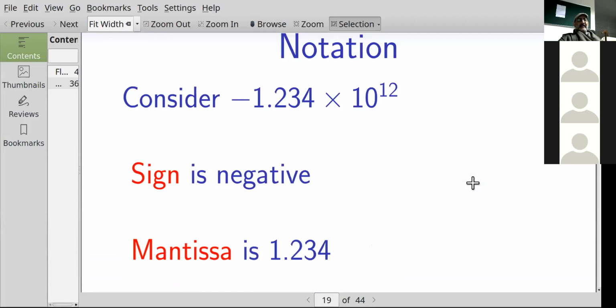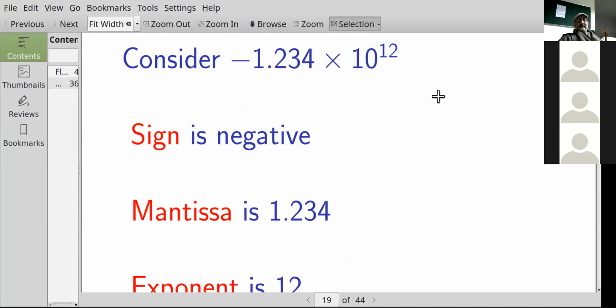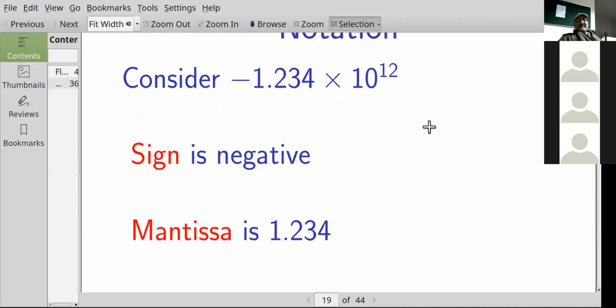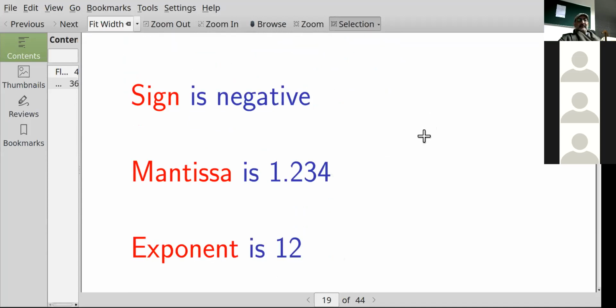So the sign is negative. The number part is 1.234, right? We call this the mantissa. And then the exponent is 12. Okay, so that's the real number in our usual base 10 notation, right? The sign is negative. The mantissa is 1.234, and it's being multiplied by 10 to some exponent, and the exponent is 12.